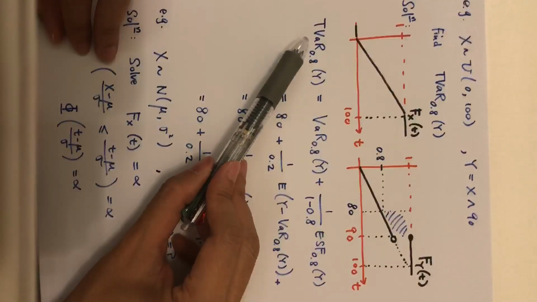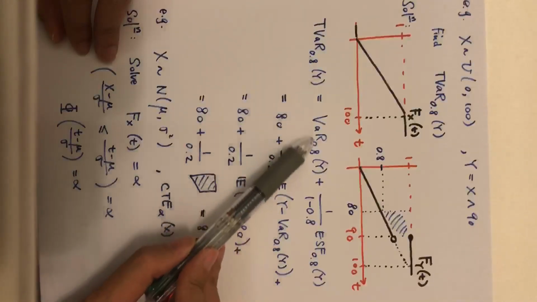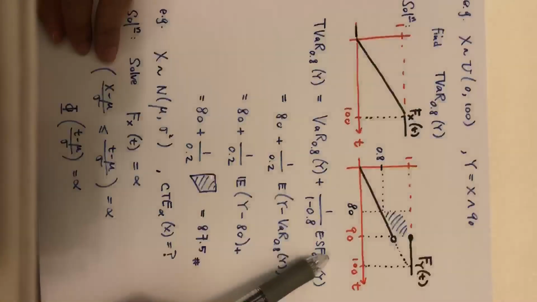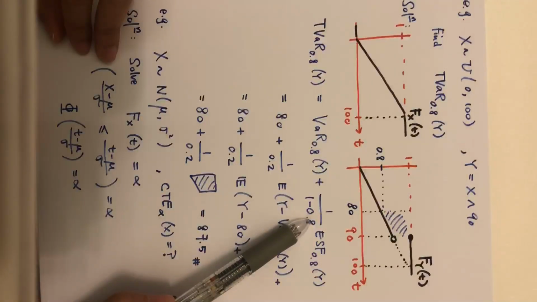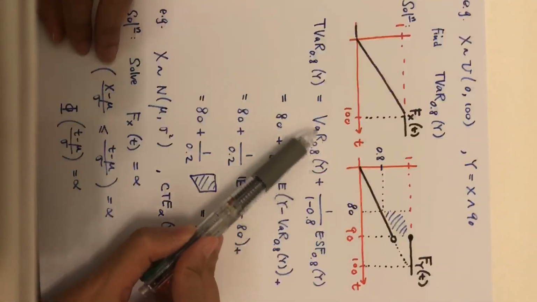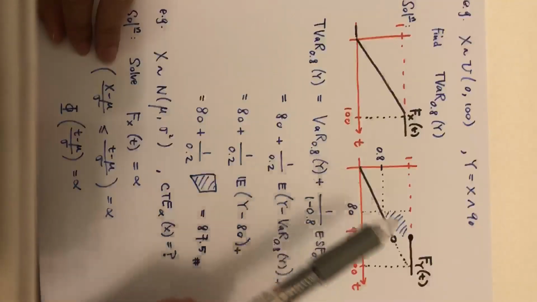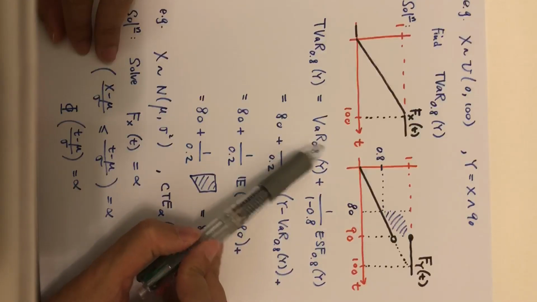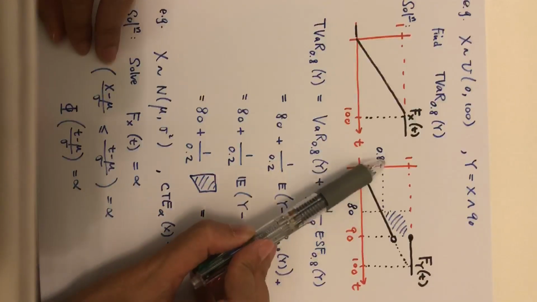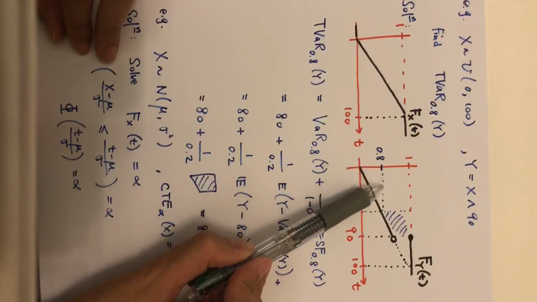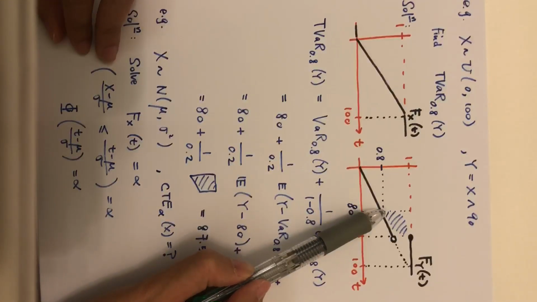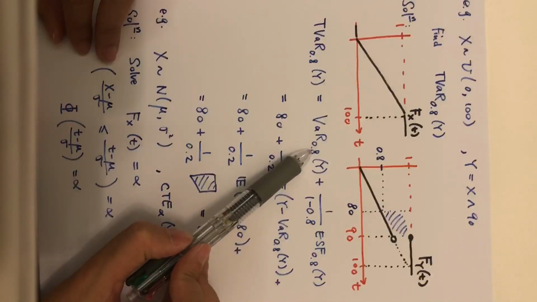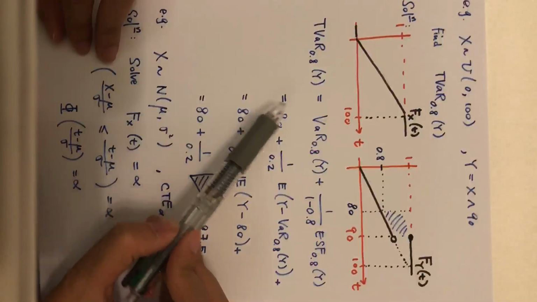Now to find the TVaR at level 0.8, again we make use of the formula. TVaR is VaR plus expected shortfall over 1 minus the probability level. First of all, what is the value at risk at level 0.8? Hope you still remember, to find this value at risk, we draw the horizontal line at probability level 0.8. Then we see there's one intersection, and when we go down, this point is 80. So the 80% value at risk is 80.